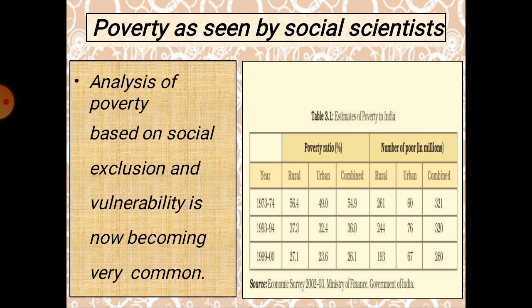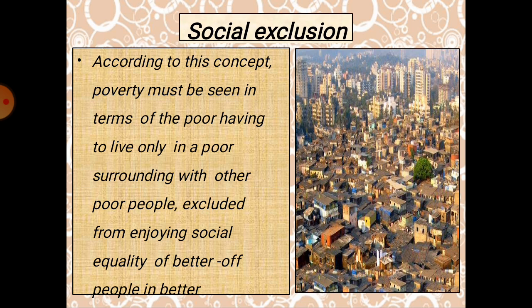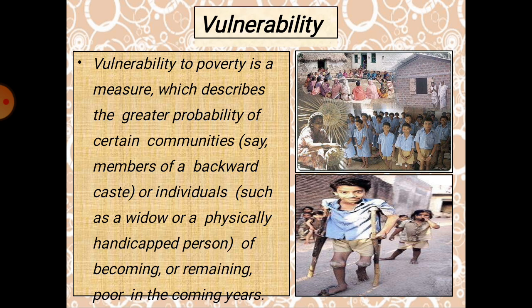This is the analysis we saw about the vulnerability, the poverty ratio, and the number of poor people. And we saw social exclusion, where according to this concept, poverty means the poor having to live only with poorer people. They are not supposed to go into the areas of better-off people and enjoy equality with them. That is totally eroded, and it is a wrong thing which has to be excluded from society.